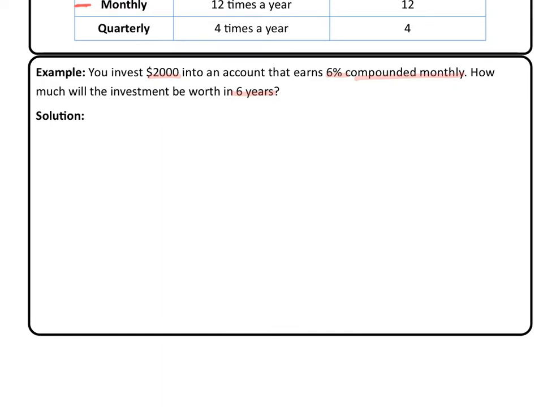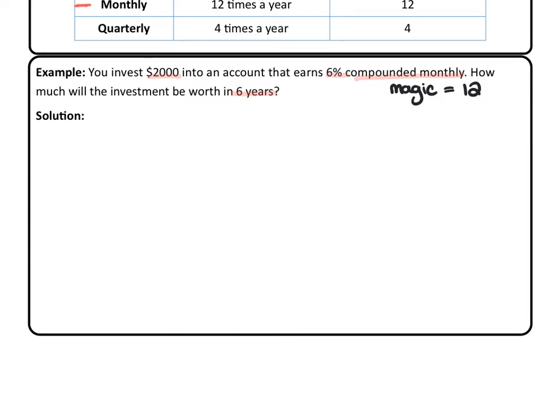Now, because we're compounded monthly, I like to go back to the chart that's up above. And if we think about it as our magic number, because it's monthly, our magic number is 12. So we are going to use that 12 when we do the solution.